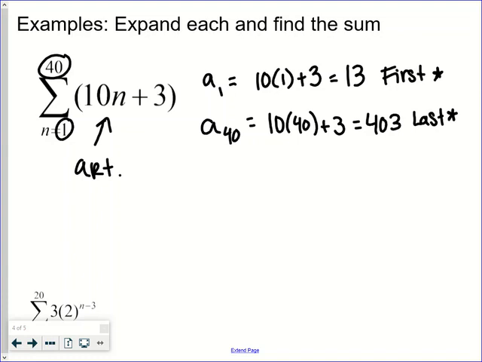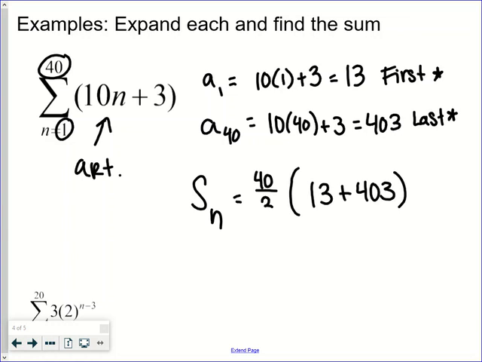So let's write it out. So our S sub n formula for arithmetic is n divided by 2, so 40 over 2, then times our first 13 plus our last 403. This formula you should already have in your notes from arithmetic. So now we just simplify, so 40 divided by 2 is 20, 13 plus 403 is 416. So then our sum is 8320.